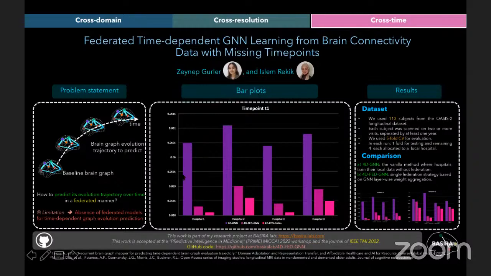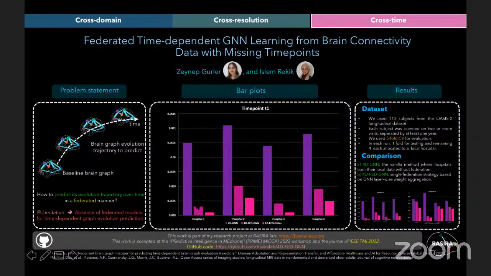First, we have the 4D GNN, which is a regular GNN without any federation. So we have a very large error here for time point T1. Actually, we had 3 time points, and we're predicting 2 time points. From T0, we're predicting T1 and T2. So without federation, you have a very large error.